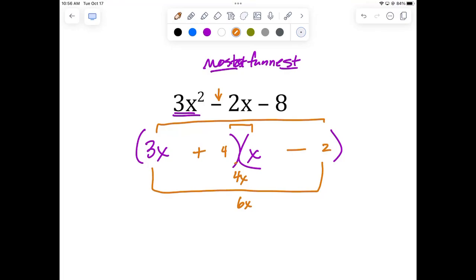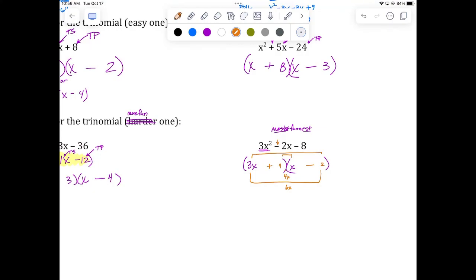Not necessarily. No, you still have to check. You still have to check. Okay. So it's 3x plus 4 times x minus 2, and that was the absolute most funnest one. Okay. But we saw one like that, similar to that, in the warm-ups.